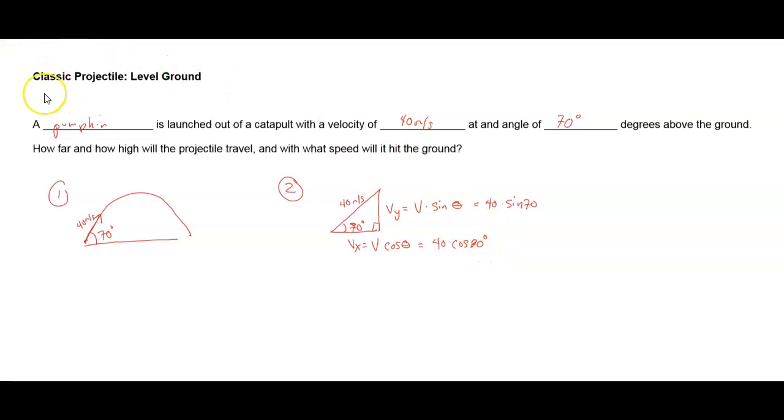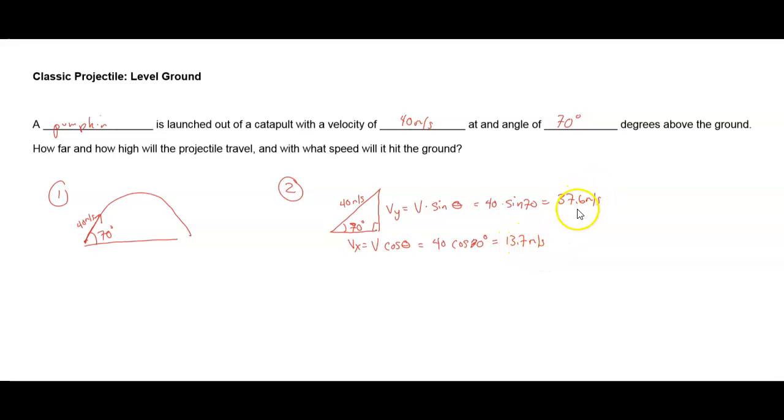So I would encourage you to take a moment and calculate this for yourself. Pause the video and see if you get the same answer. So if you've worked out Vy, you should end up getting a velocity in the vertical direction of 37.6 meters per second going upwards, and in the x direction about 13.7 meters per second going to the right.